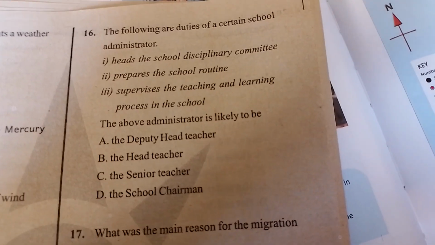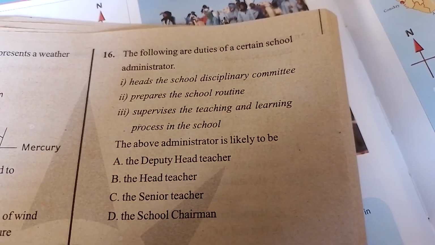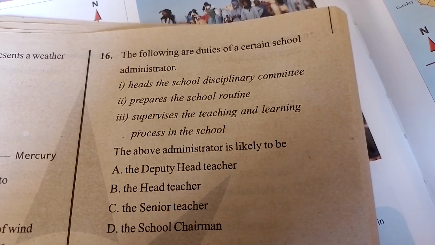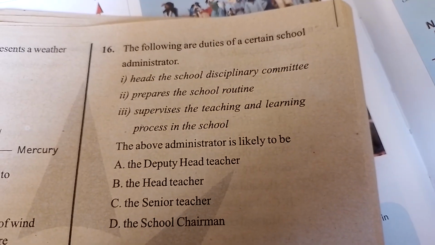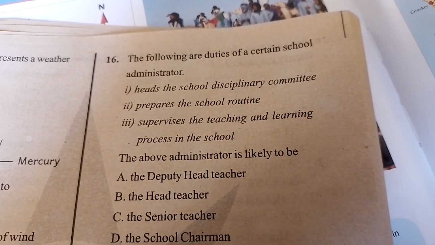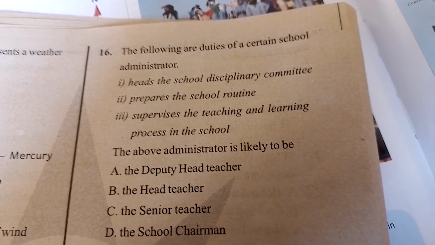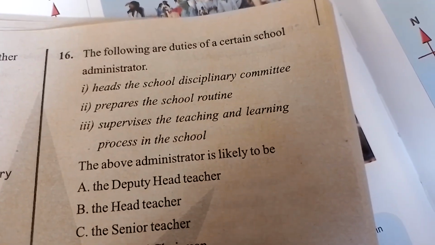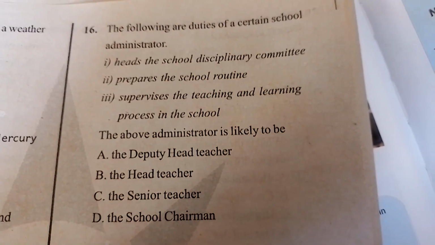a high altitude area. The following are duties of a certain school administrator. He heads the school disciplinary committee, prepares the school timetable. This one goes to the deputy teacher. The deputy teacher is in charge of discipline and also chairs the disciplinary committee, supervises the teaching and learning progress in the school, and also prepares the school routine. This is the deputy teacher.